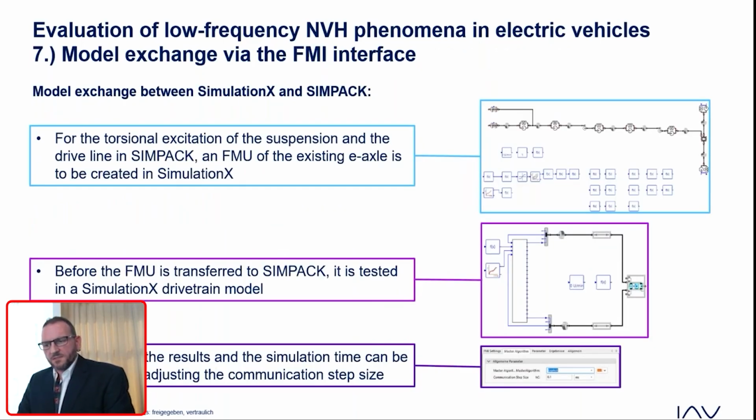In SimulationX, it is also possible to exchange models with other software products over the FMI interface. For example, partial models can be transferred to the third-party system SimPack. Based on this, an existing torsional vibration model of an E-axle for the torsional excitation of the wheel suspension and drivetrain is transferred to an FMU 2.0 for co-simulation. This is then later integrated into a SimPack model and used further.